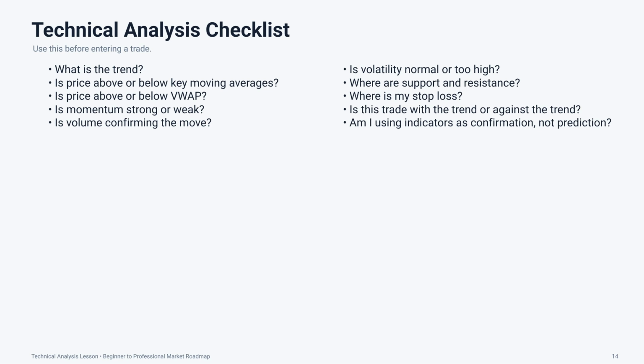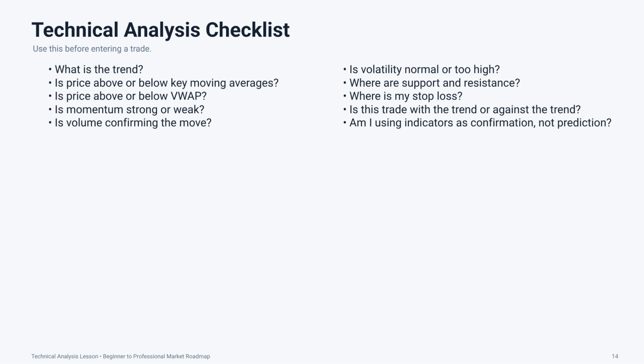Next, is momentum strong or weak? We can use indicators like RSI, a MACD, or TTM histogram to see if momentum is improving or fading. Then, is volume confirming the move? A move with strong volume is usually more meaningful than a move with weak volume. Now we look at volatility. Is volatility normal or too high? If volatility is too high, the trade may be riskier. Stops may need to be wider, and position size may need to be smaller.